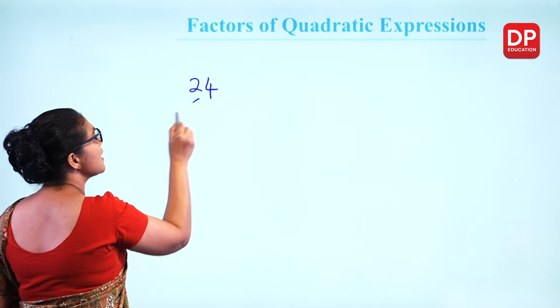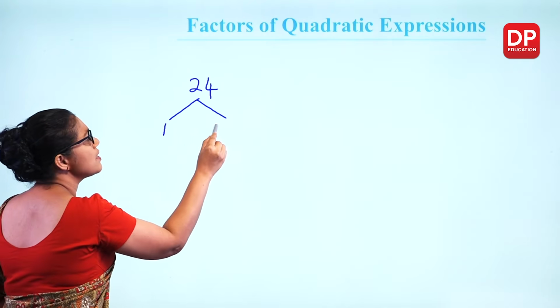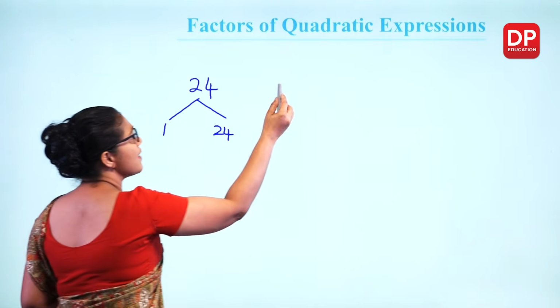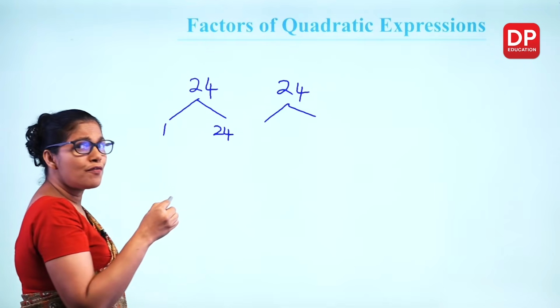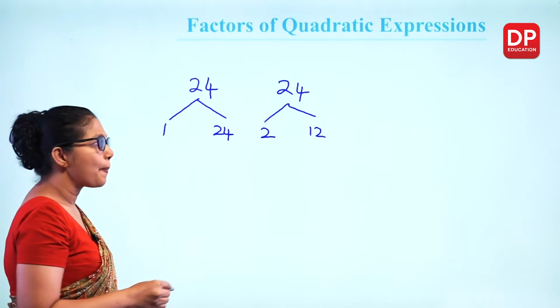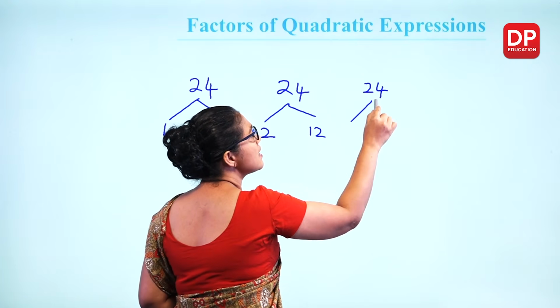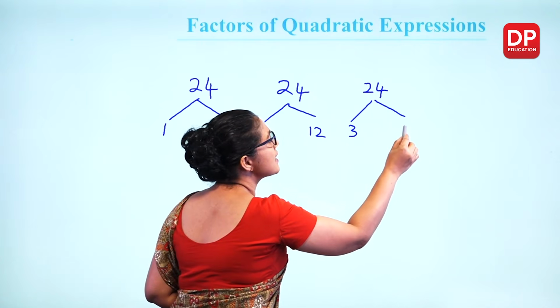I can take 24 as the product of 1 and 24. What are the other factors? We can write 24 in terms of 2 and 12, 2 times 12. Again, I can write 24 in terms of 3 times 8.